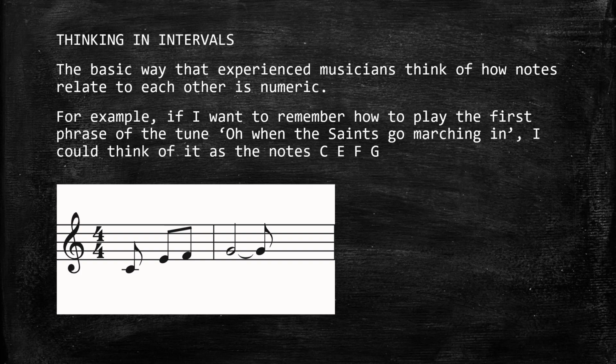Thinking in intervals. The basic way that experienced musicians think of how notes relate to each other is numeric. For example, if I want to remember how to play the first phrase of the tune, "Oh, when the saints go marching in," I could think of it as the notes C, E, F, G.